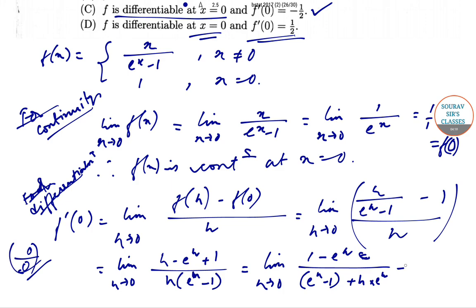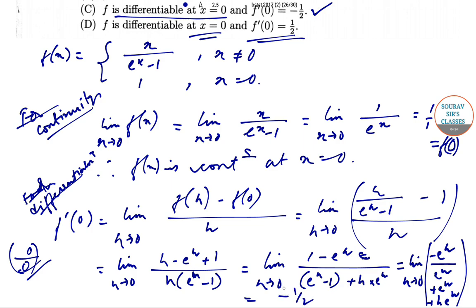So on application of L'Hospital rule once again, this will give us the limit as h tends to 0 of minus e to the power h, over e to the power h plus e to the power h plus h into e to the power h. This is what we have got, and this will give us the value minus 1 by 2.